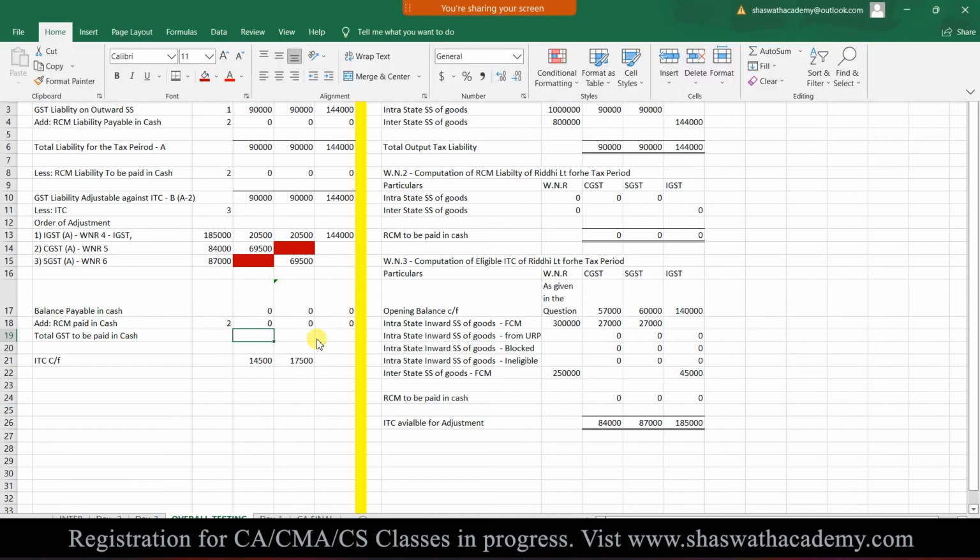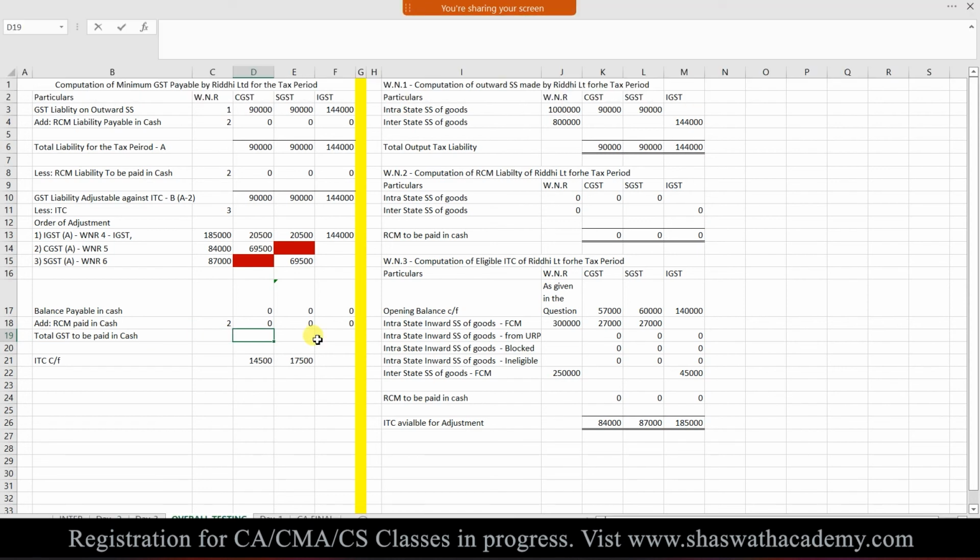It is an addition of these two. Basically, addition of this figure and this figure. Sir, can I have ITC carry forward and still have GST payable in cash? Yes. In case of RCM, you will have that scenario.